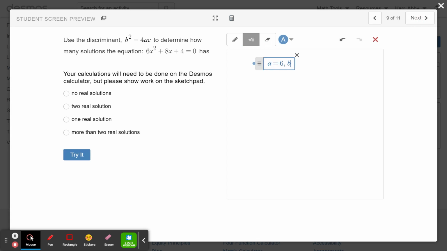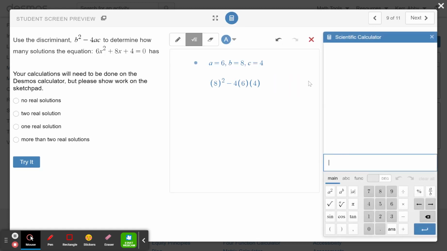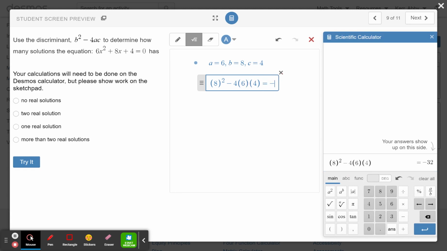A equals 6, B equals 8, C equals 4. Now plug that in like you always have done in these slides. And then use the calculator. I'm going to get a negative 32. A negative discriminant means that I'm going to have no real solutions.